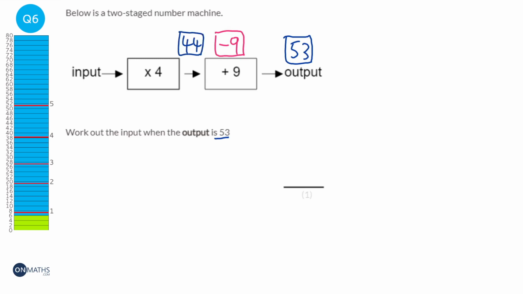Now we can check that by going the other way, so 44 plus 9 is 53, so that works. The next one says times 4, so the opposite would be divided by 4. So we're going to do 44 divided by 4, and that gives us an input of 11. Now let's check the whole thing. We put in 11. 11 times 4 is 44. 44 plus 9 is 53, so we know we've got it correct.